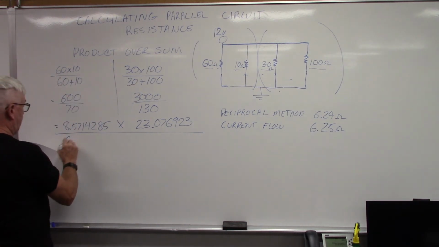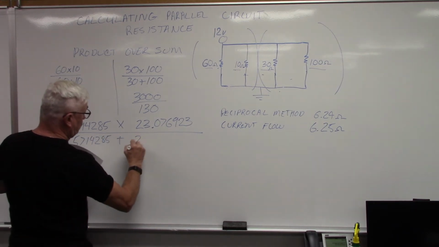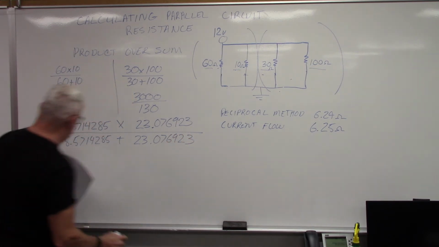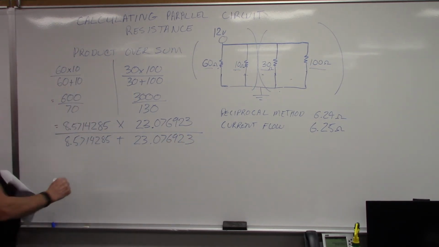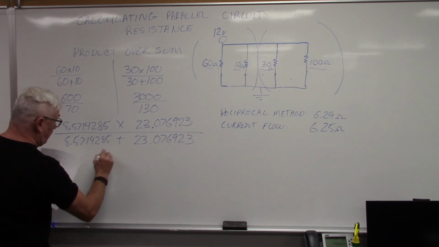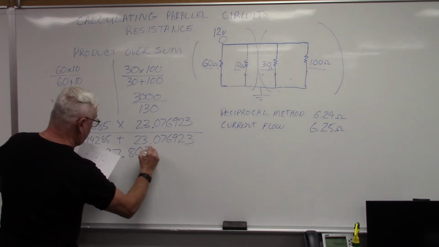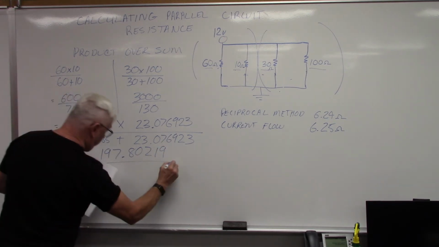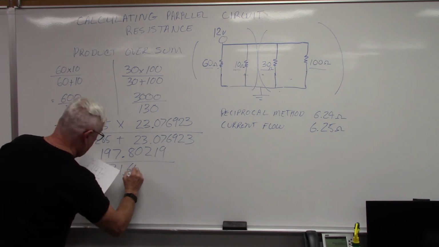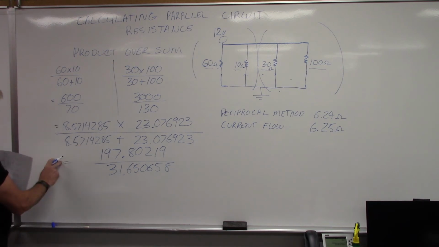All right, so it's 8.5714285 plus 23.076923. All right, a lot more numbers, a lot more math. We're actually going to figure that out. So that's 197.80219 over 31.650658. All right, so we're getting this down.